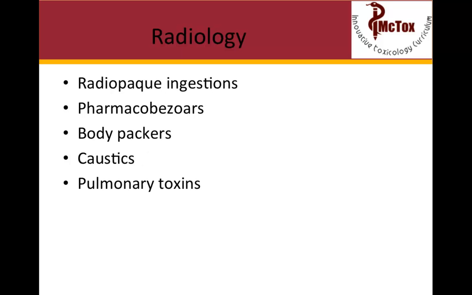General X-rays do not need to be ordered routinely. There may be a role for an X-ray to identify radio-opaque ingestions, bezoars, drug packets in body packers, or complications from exposure to caustics or pulmonary toxins. Imaging should be considered on a case-by-case basis, depending on the toxin and the symptoms.